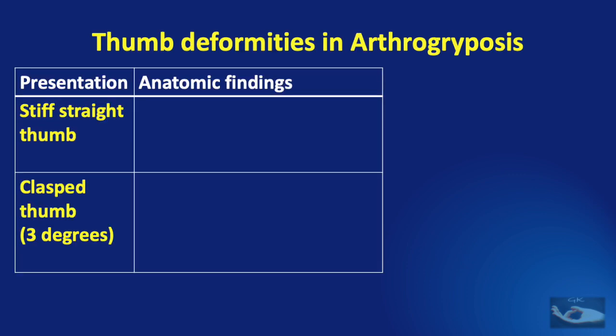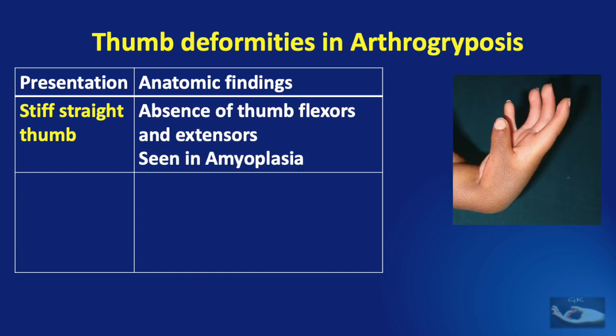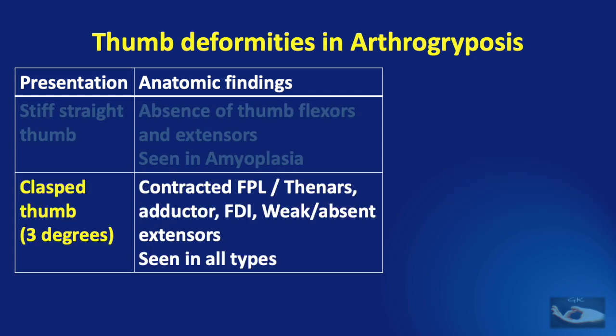the stiff straight thumb and what is known as the clasped thumb. When there is an absence of thumb flexors and extensors, as seen in amyoplasia, the thumb becomes stiff and straight, as seen in this clinical example. Clasped thumb can be seen in all types, that is amyoplasia and distal arthrogryposis. It is characterized by contracted flexor pollicis longus, thenars, adductors, first dorsal interosseous, and weak or absent extensors.